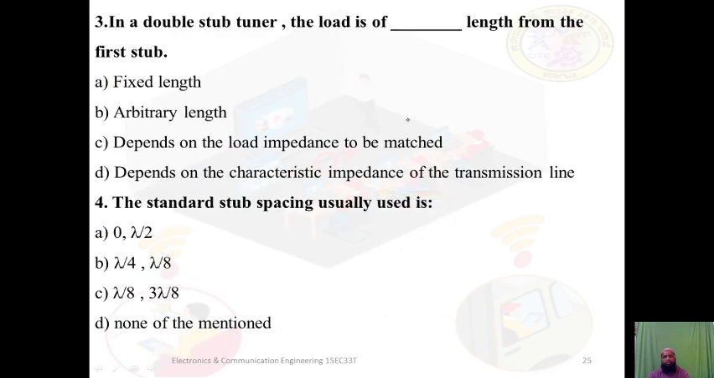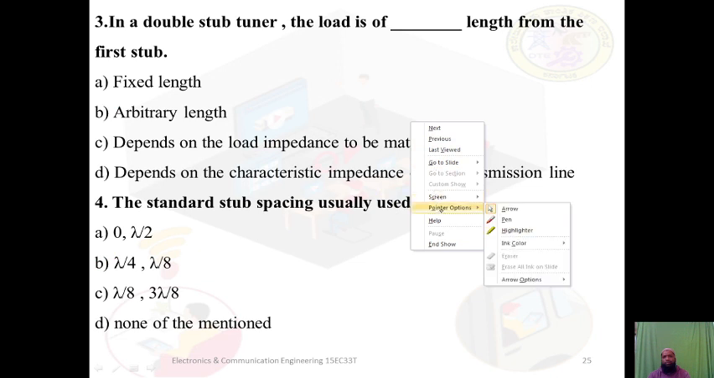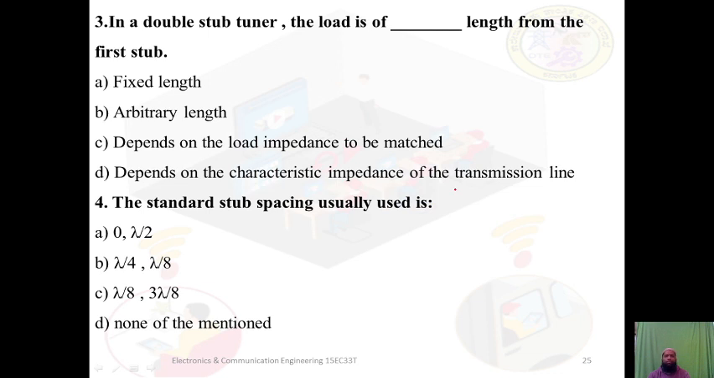So third question: in a double stub tuner, the load is of dash length from the first stub. Option A, fixed length. Option B, arbitrary length. Option C, depends on the load impedance to be matched. And option D, depends on the characteristic impedance of the transmission line. Okay, so can anyone answer the question?